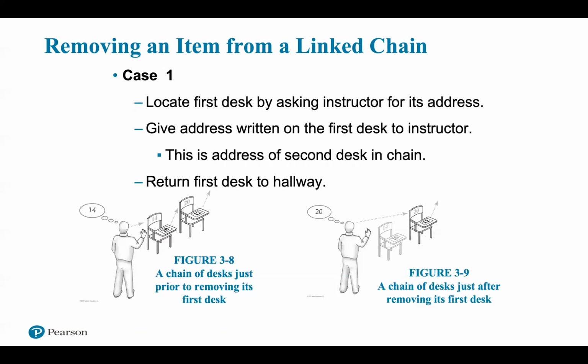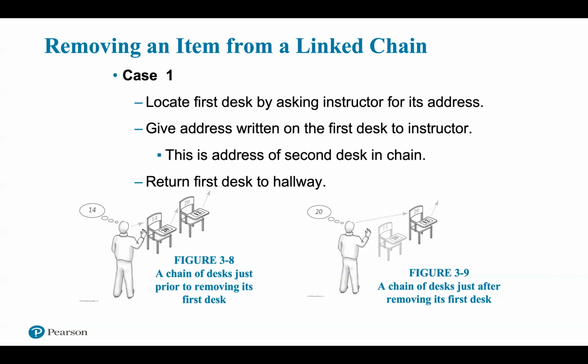So for case one, the figure illustrates the situation before we remove the desk from the chain, and the following steps are necessary to remove the desk. First we locate the first desk by asking the instructor for its address, and we give the instructor the address that is written on the first desk. This is the address of the second desk in the chain. And then we return the first desk to the hallway.